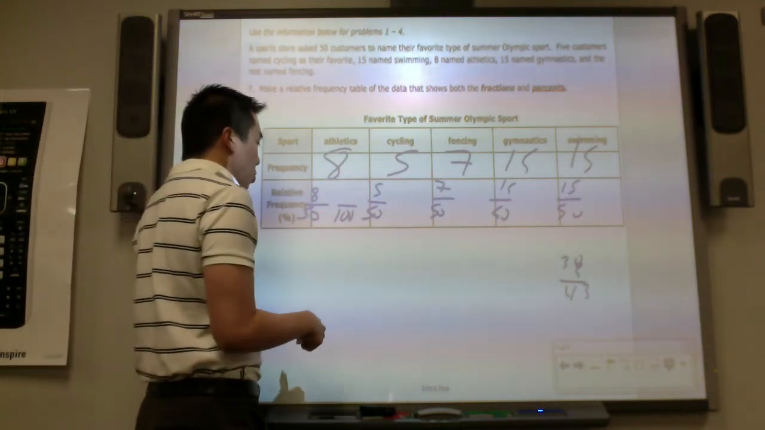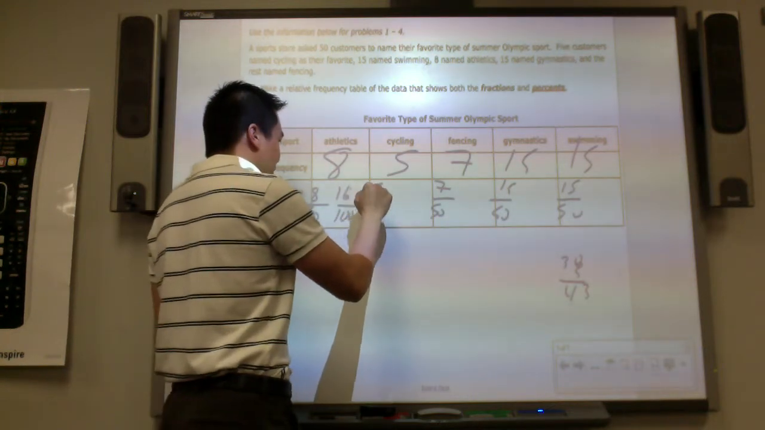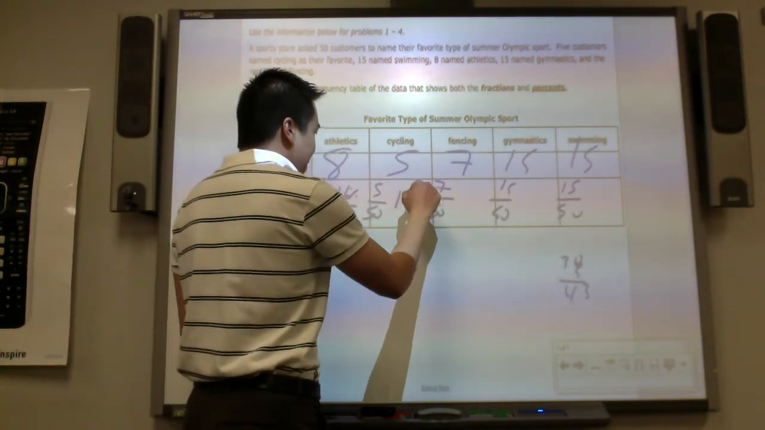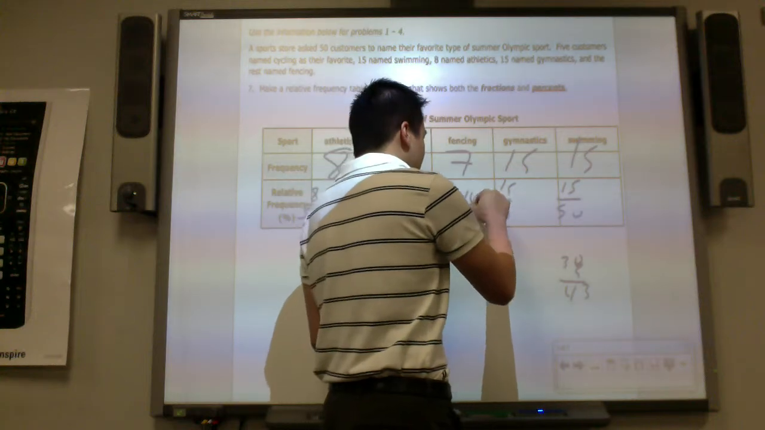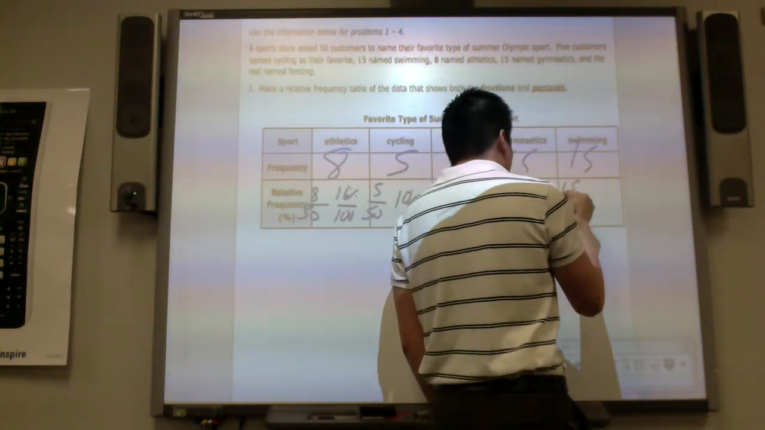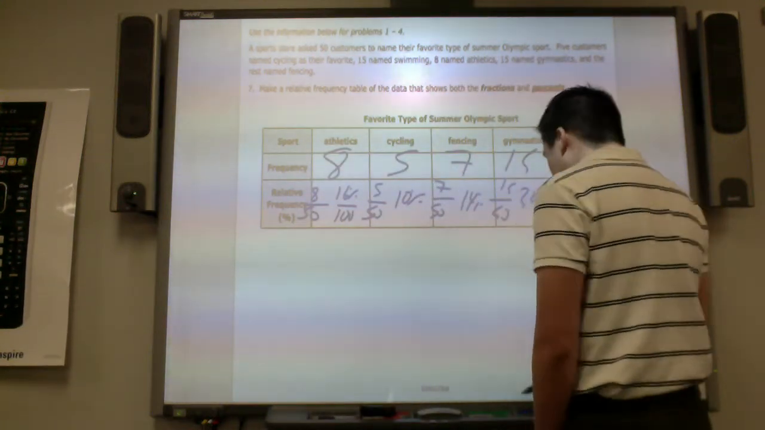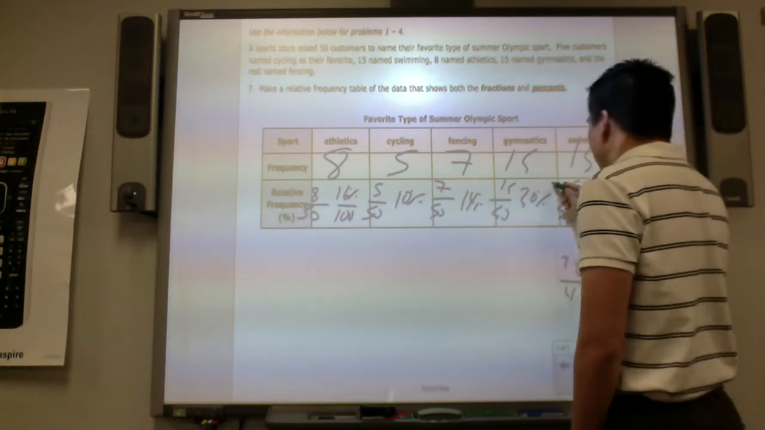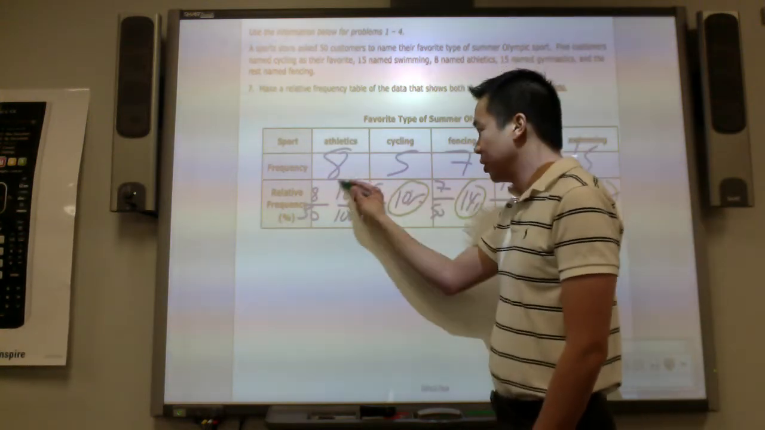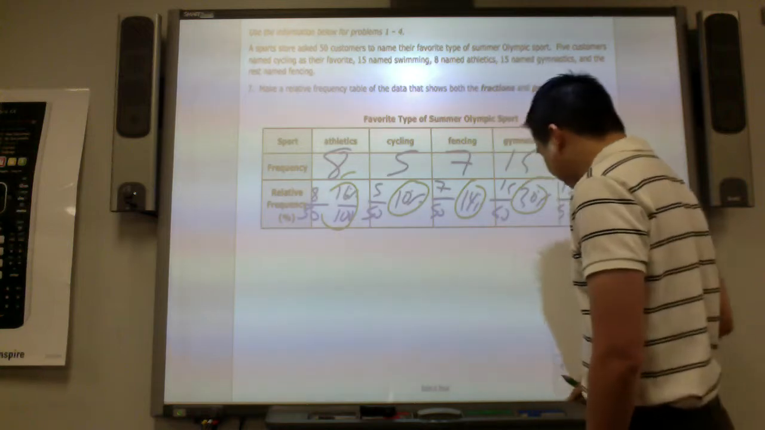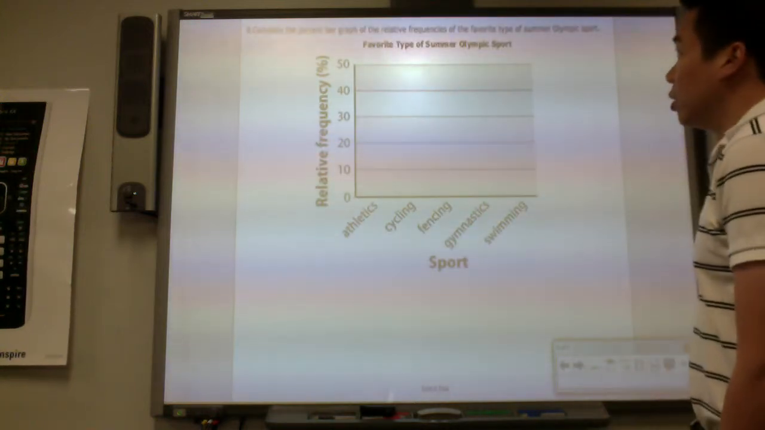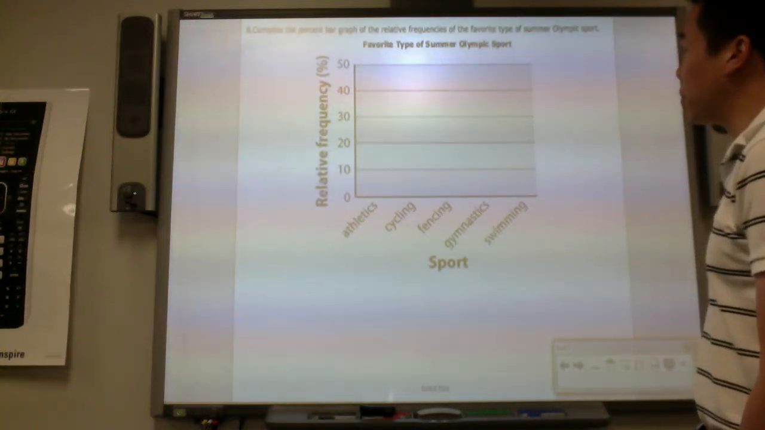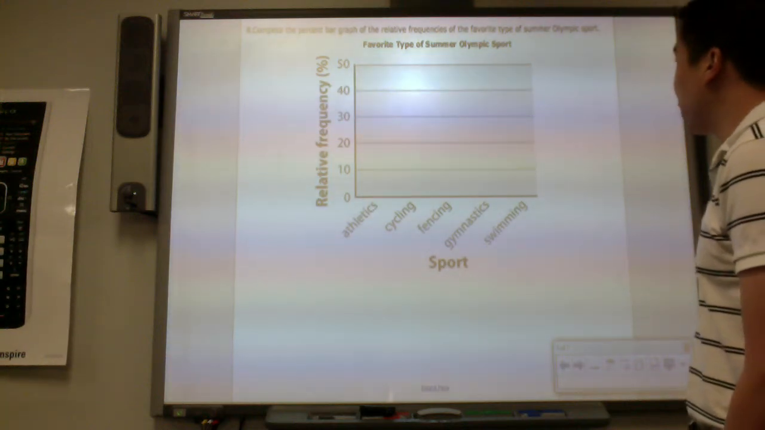You multiply by 2. That'd be 16%. Multiply by 2, that'd be 10%. Multiply by 2, 14%. Multiply by 2, 30%, 30%. If we did this correctly, all 5 percentages will add up to what whole? 100%. So, complete the percent bar graph of the relative frequency of the favorite type of sport.